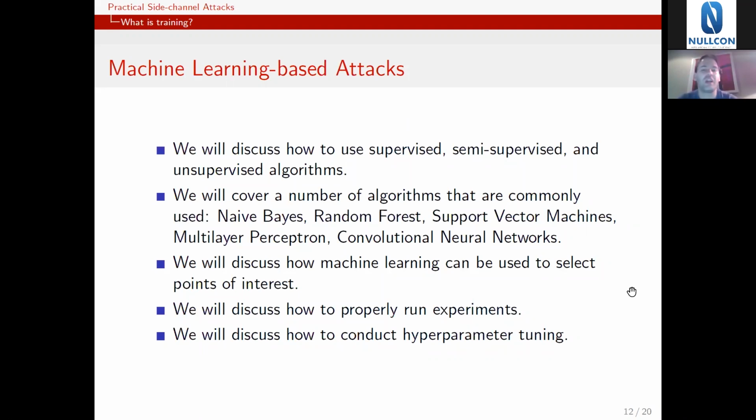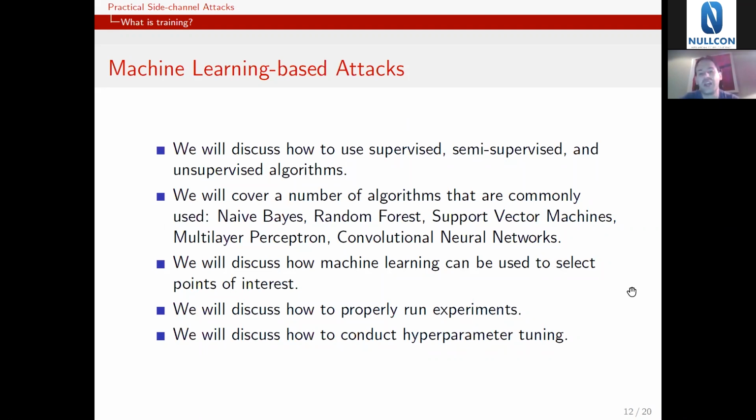So participants will have the opportunity to see how to really run the experiments, for instance, with random forest, how to check the results, how to evaluate the quality of the results, and so on. Of course, we will also discuss how machine learning can be used to select points of interest. And there we will see that we can use machine learning techniques to select the points of interest and then later use the same techniques to really do the attack. Alternatively, we will see settings where we leave it to the machine learning algorithms to do the selection of the points of interest on their own.